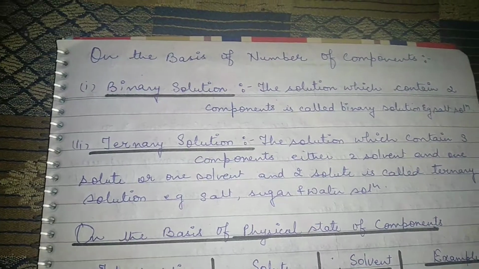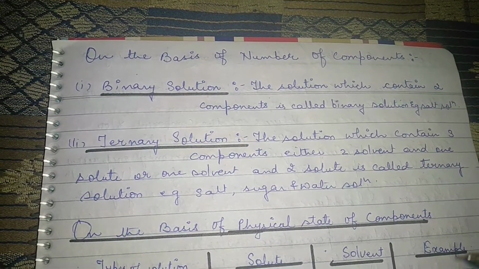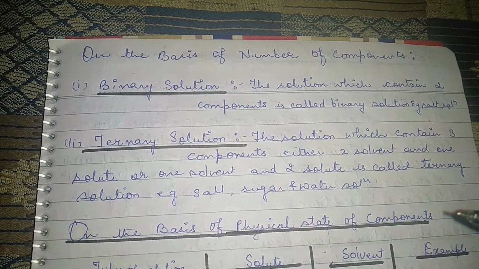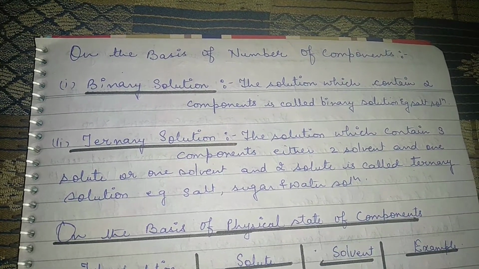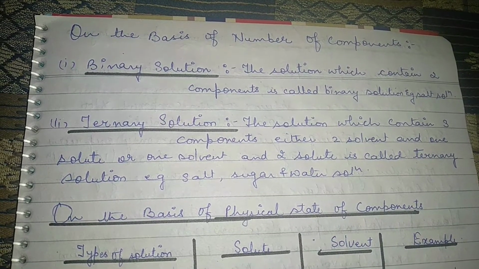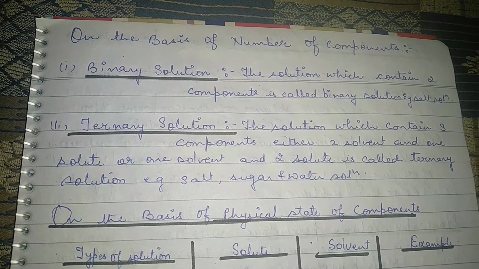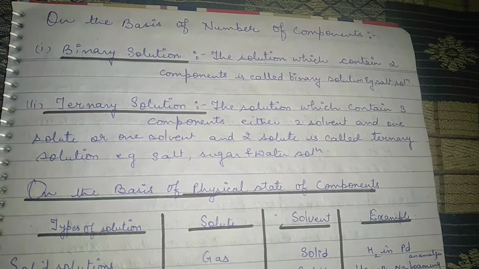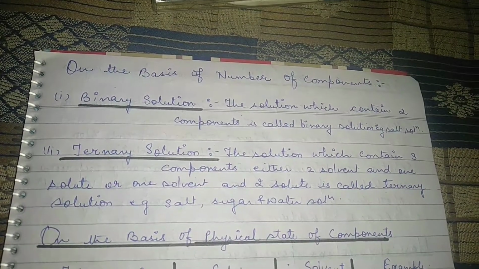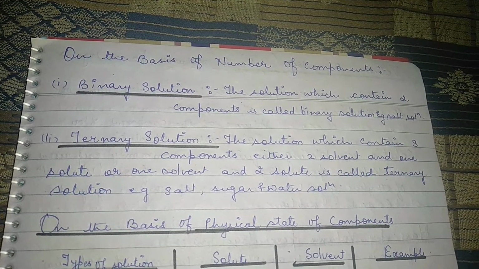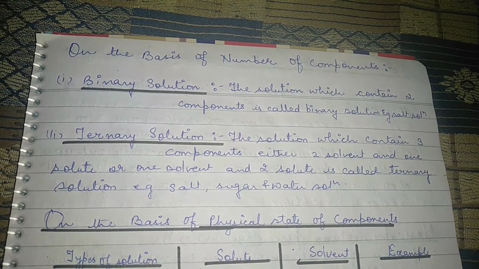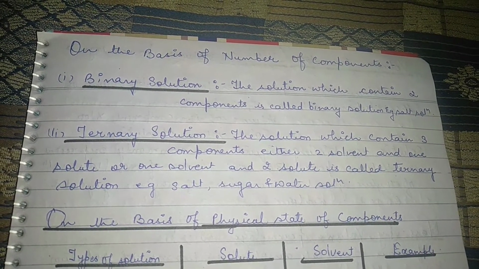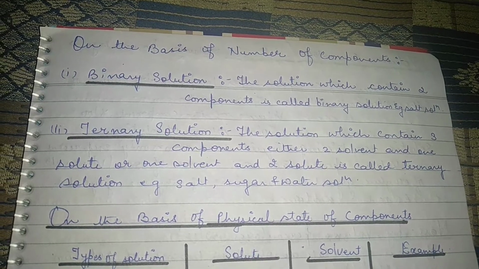Yes, classification on the basis of number of components. So on the basis of number of components, we can divide it into further two parts. First is binary. So what is binary solution? The solution which contains two components is known as binary solution, for example salt solution. And the ternary solution, the solution which contains three components, either two solvents and one solute, or one solvent and two solutes. This kind of solution is known as ternary solution. Example is salt, sugar and water solution. So here what happened, there are two solutes, salt and sugar, and the solvent is water.